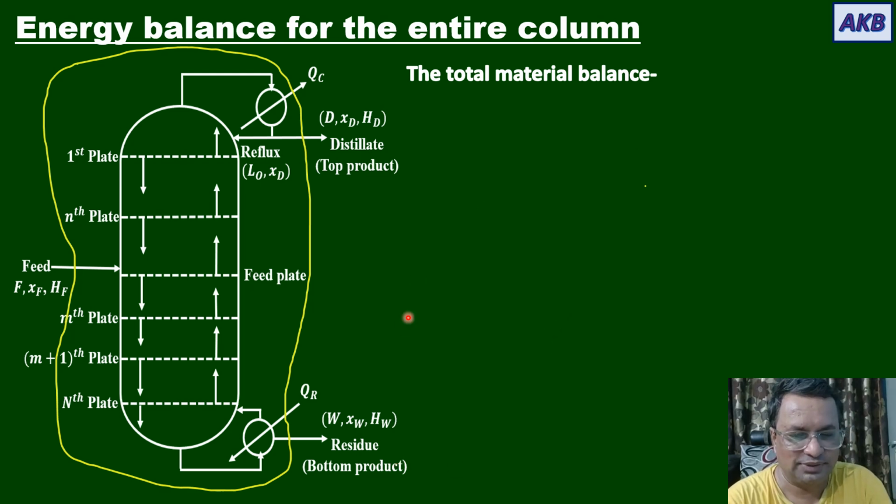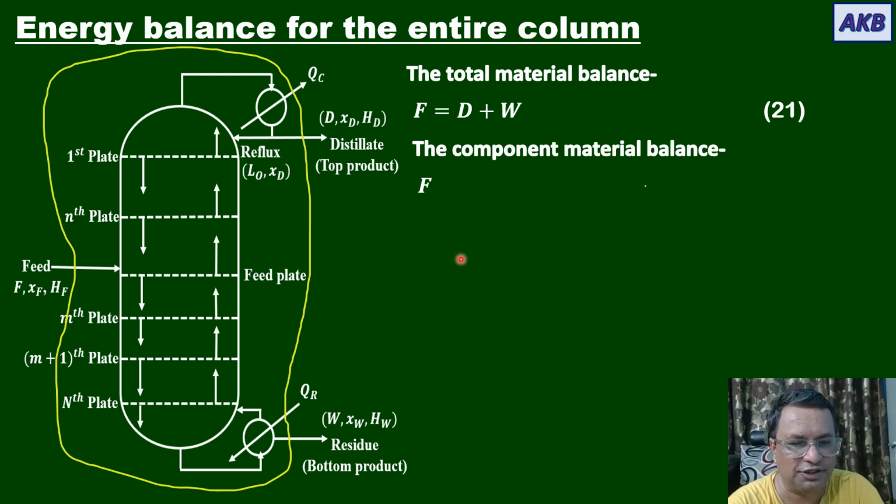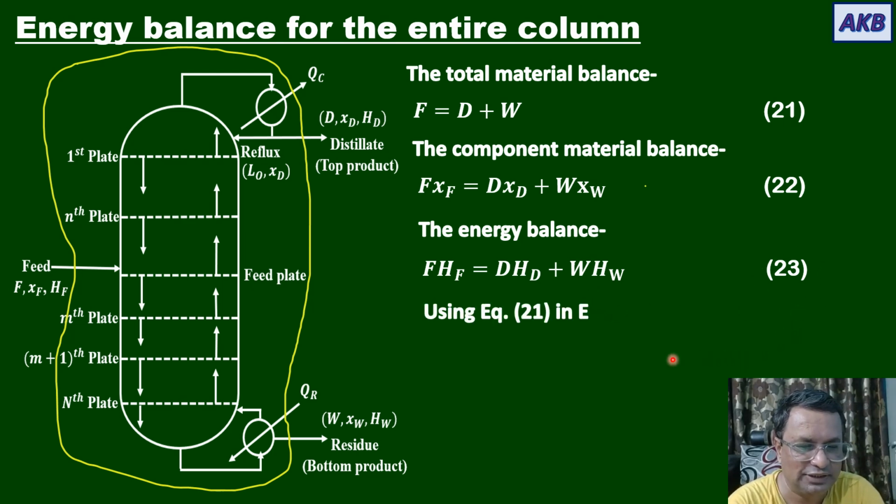Total material balance: we are going to take the steady state material balance. So F is equal to D plus W. Let us call it equation 21. Then component material balance: F into XF is equal to D into XD plus W into XW. Let us call this equation 22. Energy balance: energy with the feed stream, F into HF, is equal to energy with the distillate stream, D into HD, plus energy with the residue stream, W into HW. I'm calling it equation 23.